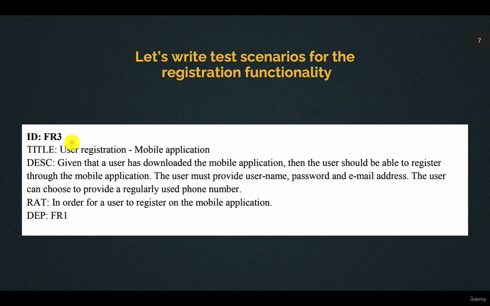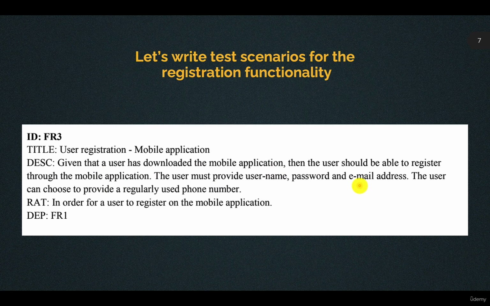Like we said, there are functional requirements, which describe the functions in the application, and non-functional requirements. In non-functional requirements, we talk about, for example, performance, usability, or security. Title: user registration, mobile application. Then we have the description. Given that a user has downloaded the mobile app, the user should be able to register through the mobile app. The user must provide a username, password, and email address. The user can choose to provide a regularly used phone number.